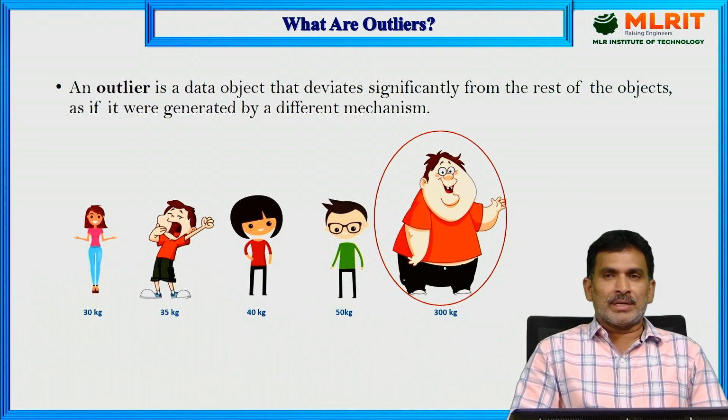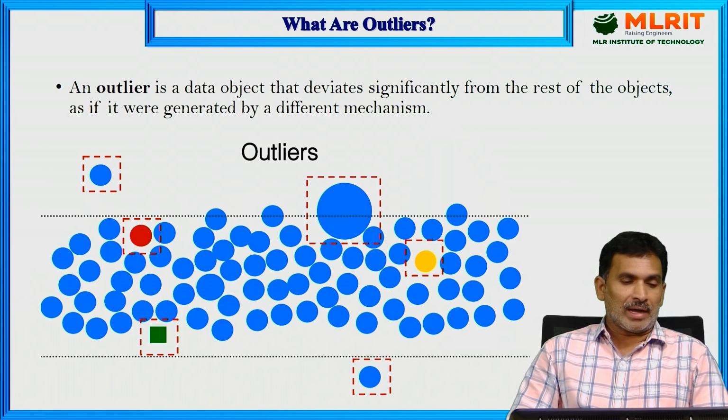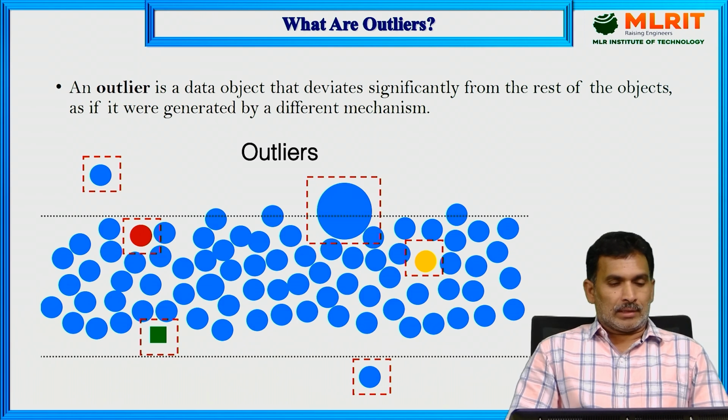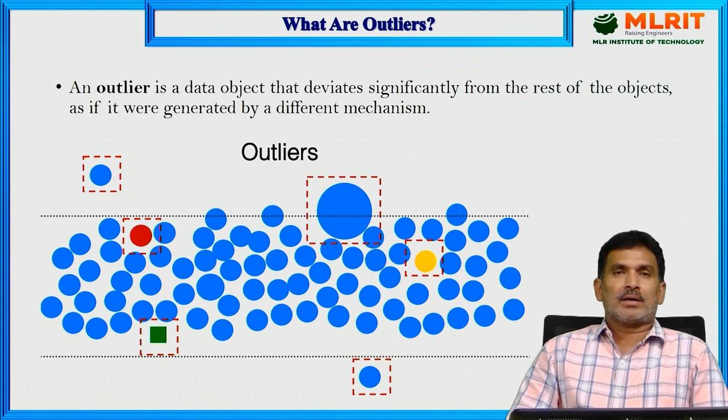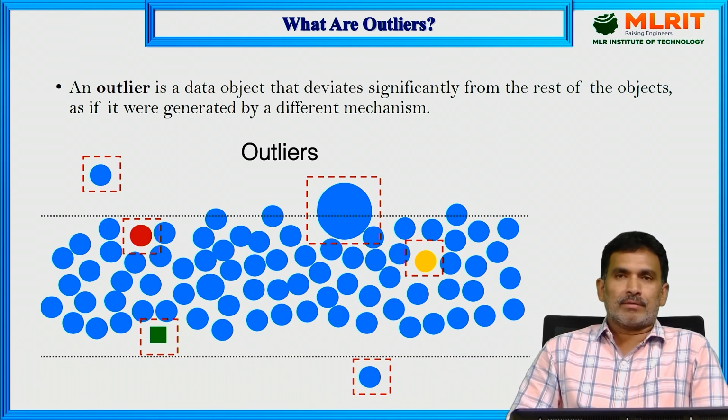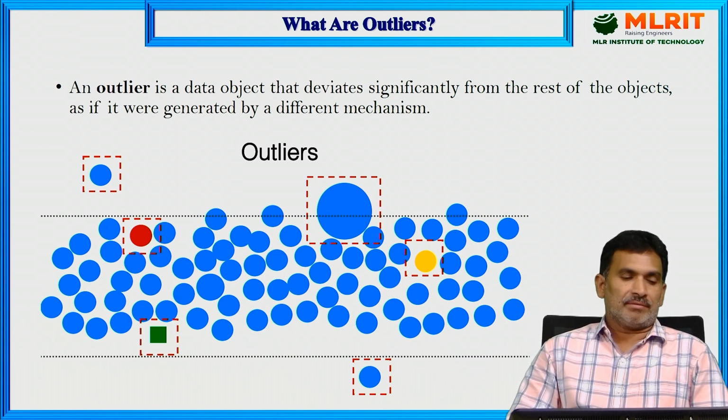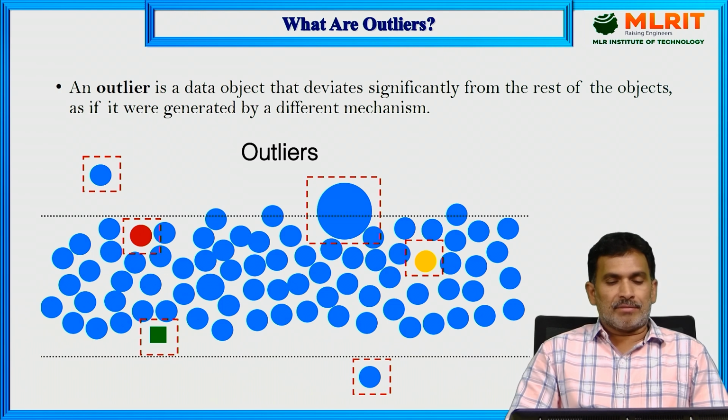As I said many times, an outlier is an extreme value. As per the definition, an outlier is a data object that deviates significantly from the rest of the objects, as if it were generated by a different mechanism.